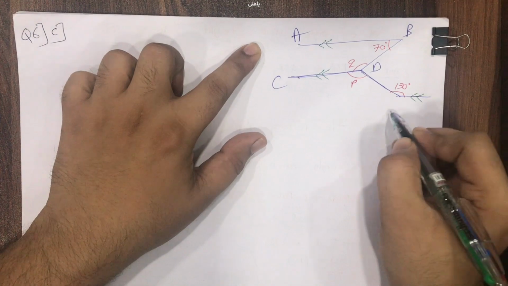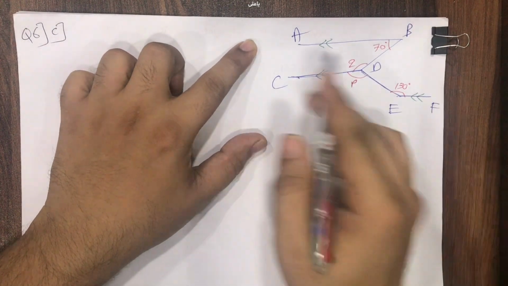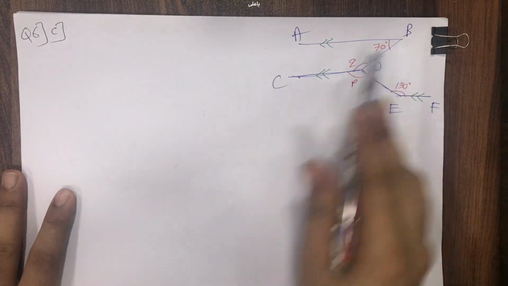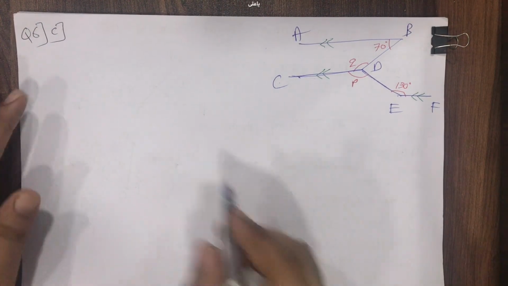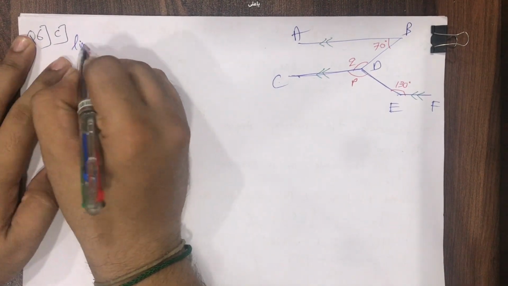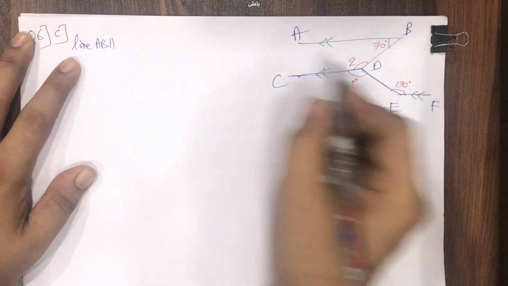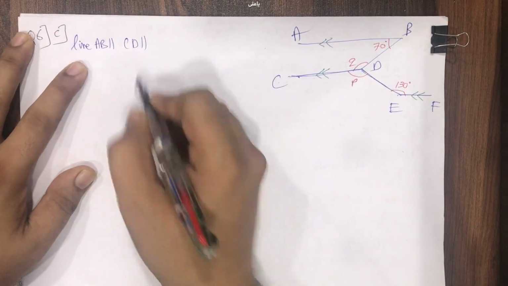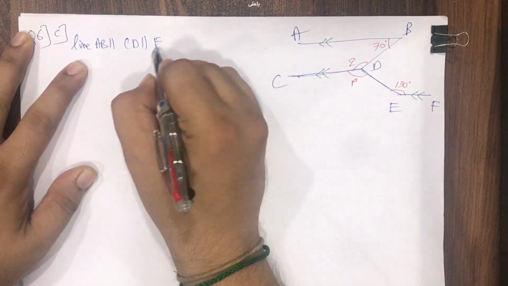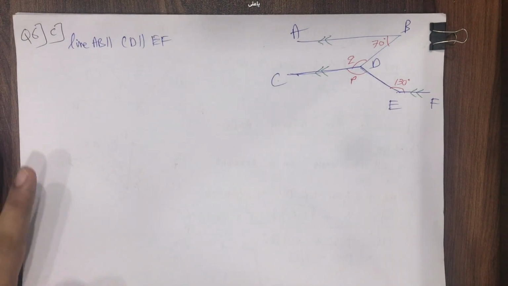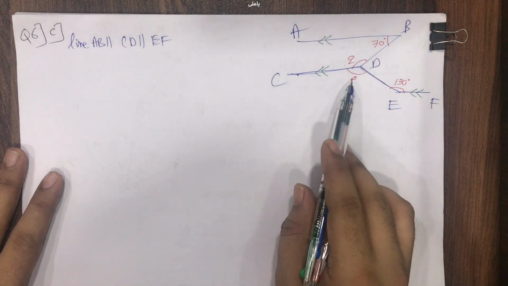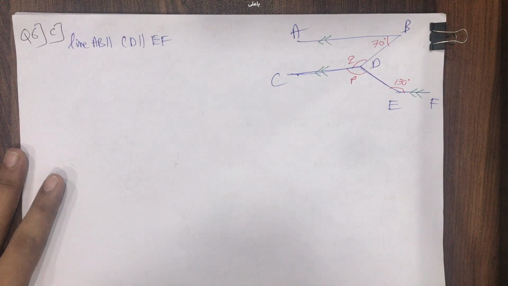I'll tell this as EF. AB, CD, EF. Line AB is parallel to line CD, is parallel to line EF. Okay, so I'll just mention here that line AB is parallel to line CD, is parallel to line EF. They all are parallel to each other, and we need to find the unknowns. Unknowns over here are Q, and second is P over here.